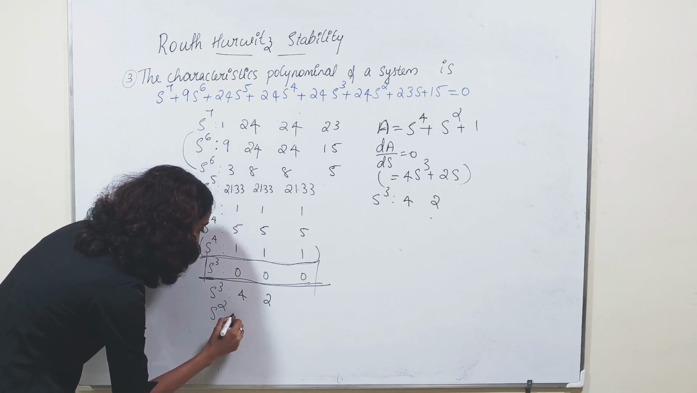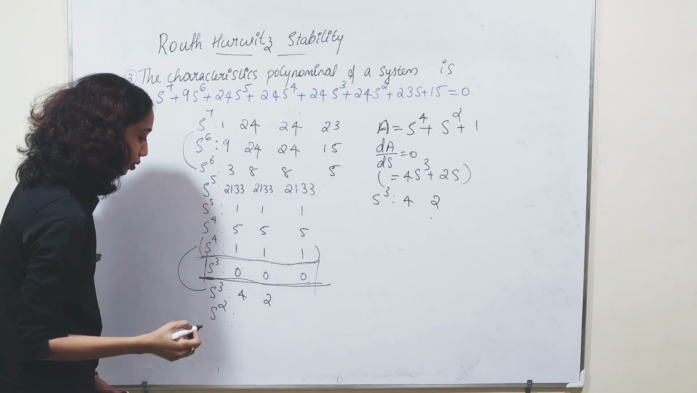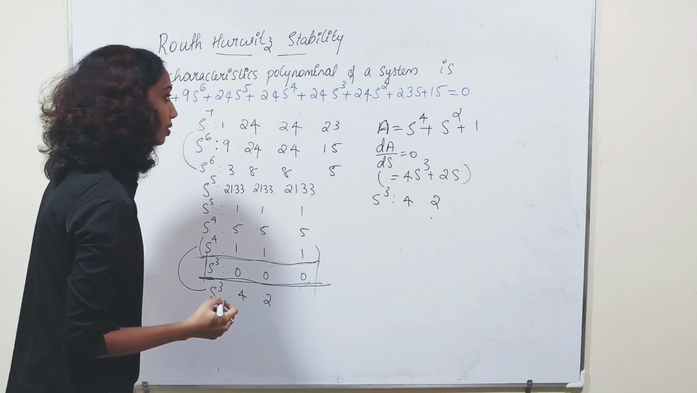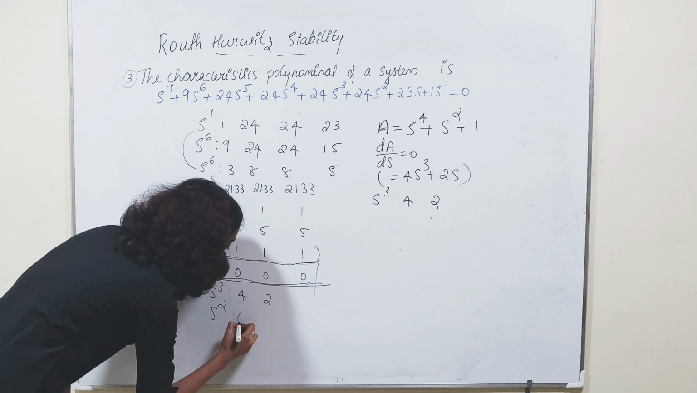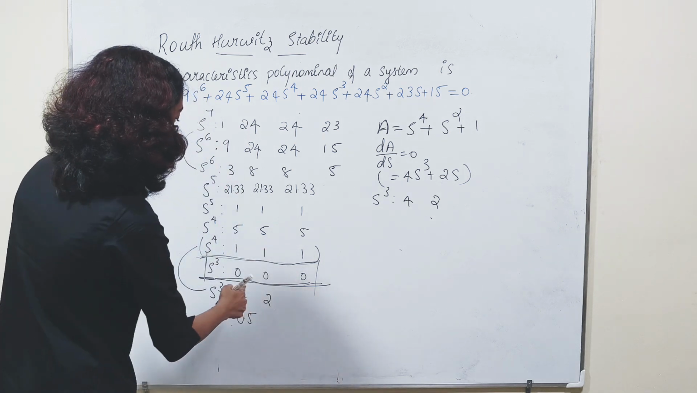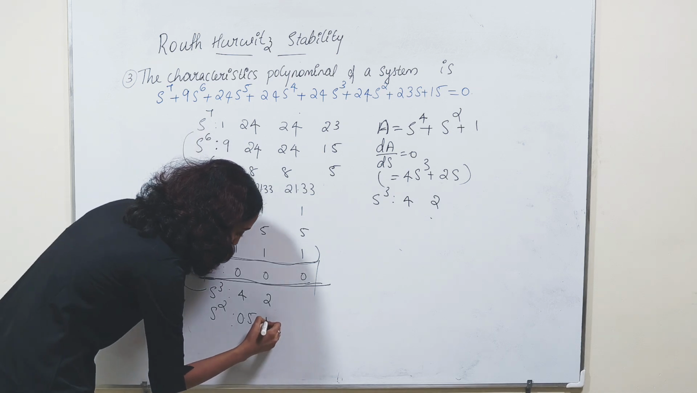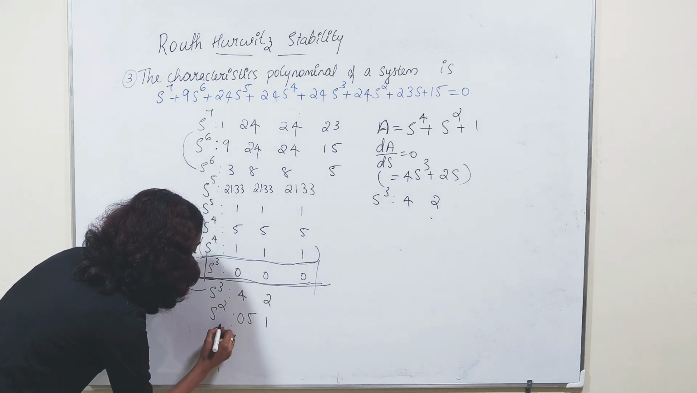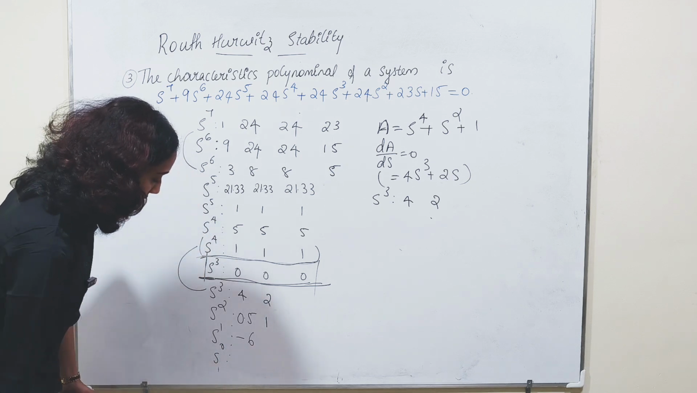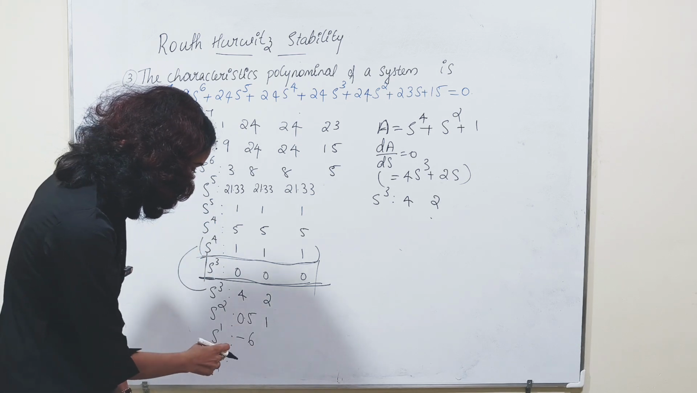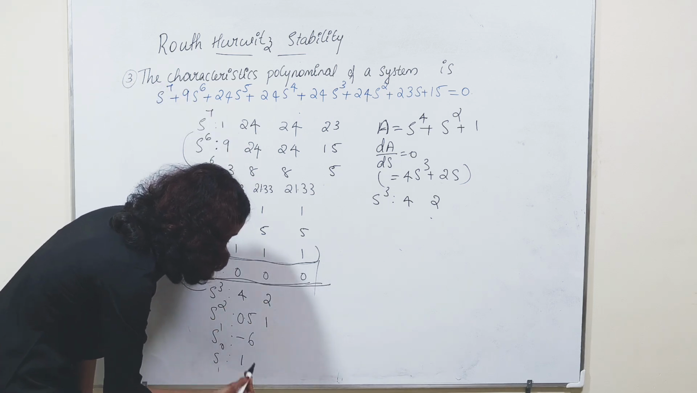Then s square, using s cube and s raised to 4: 4 into 1 minus 2 into 1 divided by 4 is 4 minus 2 by 4, which is 1 by 2, that is 0.5. Then 1 into 4 minus 1 into 0 by 4 is 1. Then for s raised to 1, I get minus 6. The last one is s raised to 0: minus 6 into 1 divided by minus 6 is 1.